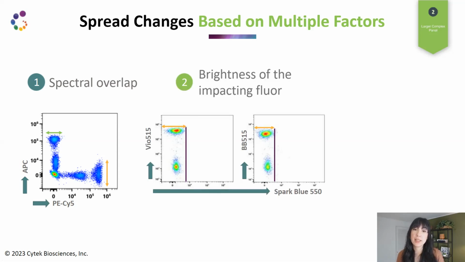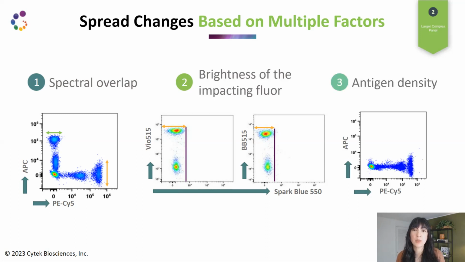The brightness of the impacting fluor, as well as the antigen density. Those two things will impact the overall final intensity of your positive population. And as you can see in that third example, as that intensity gets brighter and brighter, there is more spread. Some people call this the trumpet effect or the umbrella effect, because this is a pretty classical pattern of spread.